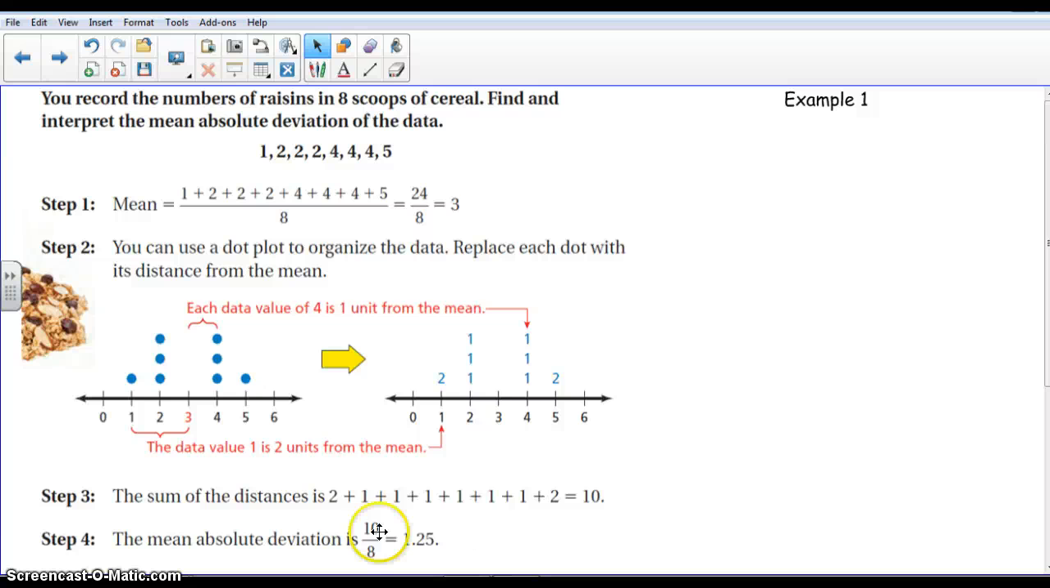Please go on to do the on your own on page 420 and come back for the answer. The answer for the on your own is 4.25. You should have found that for your deviation. And interpret that: that means the data values differ from your mean by an average of 4.25.